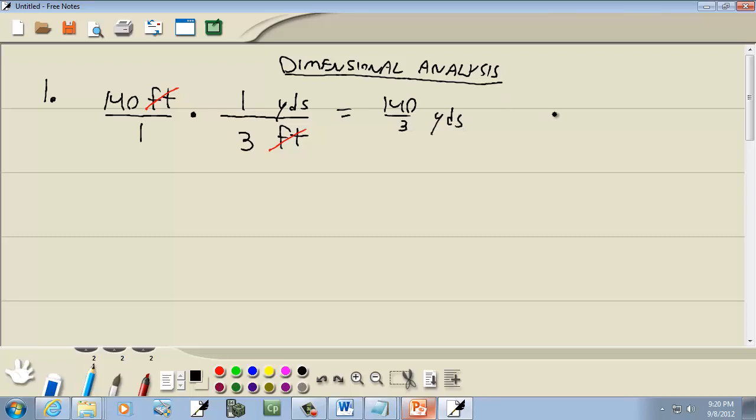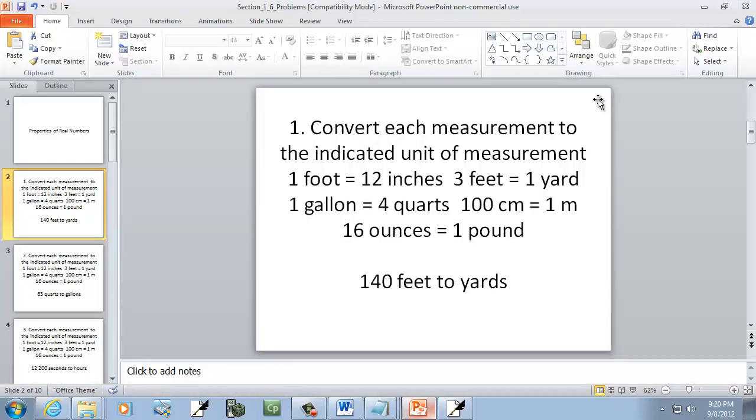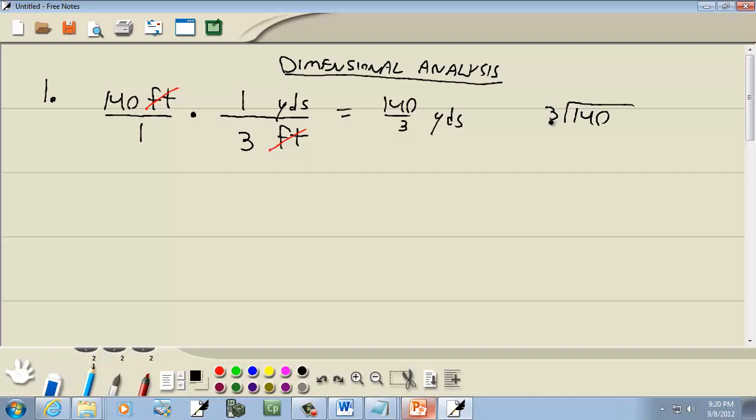Now if they convert that to a mixed number, which I'm guessing they probably do, it doesn't really specify, it just says convert each measurement. 3 would go into 14 4 times. 4 times 3 is 12. I put 20. That goes into 6. 6 times 3 is 18, and that gives us 2. So we're going to rewrite this as 46 and 2/3 yards.